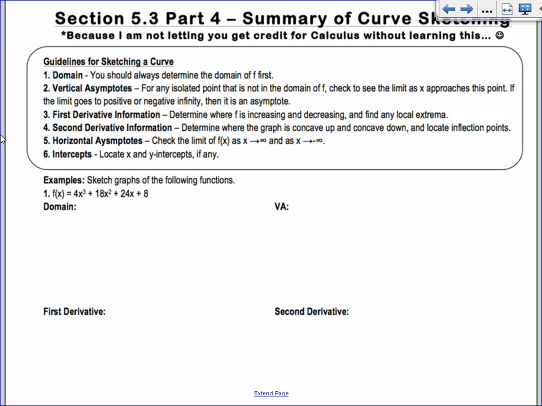Oh, did you like my, because I'm not letting you get credit for calculus without learning this? Is that what you're giggling at? Yes. Because part of calculus is knowing how to graph everything. Like, it teaches you how to graph anything that you would ever want to graph.